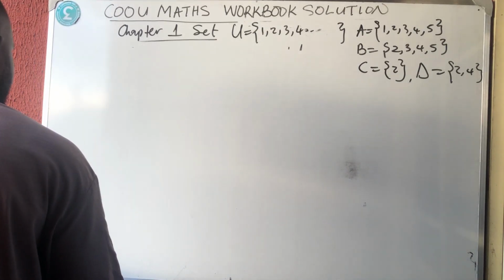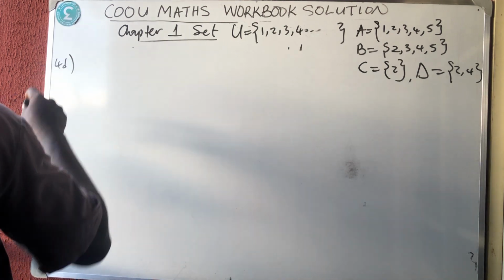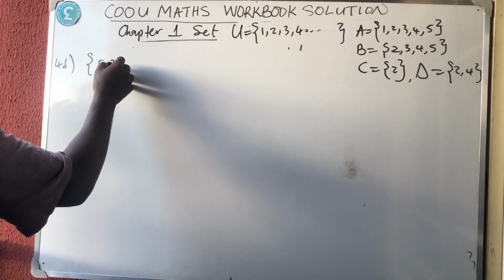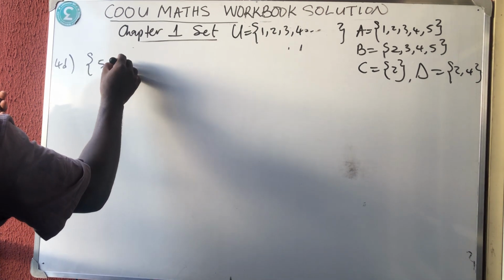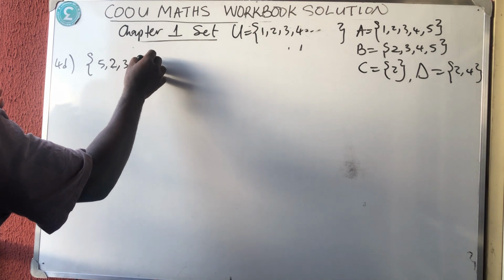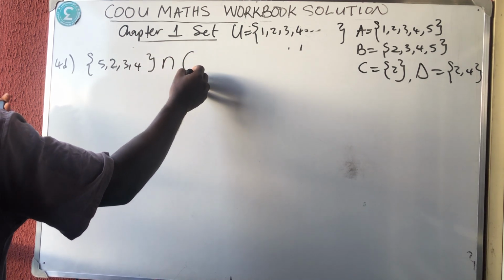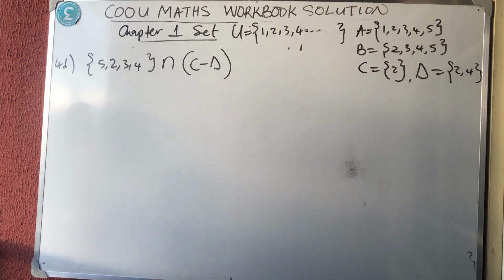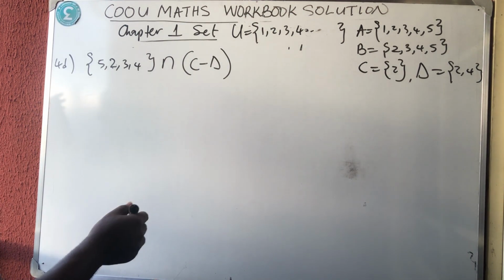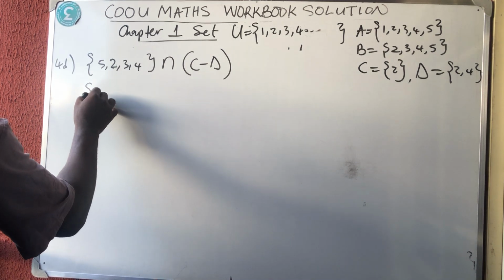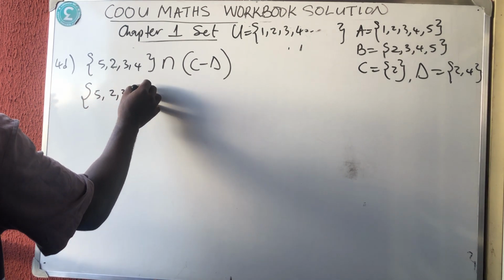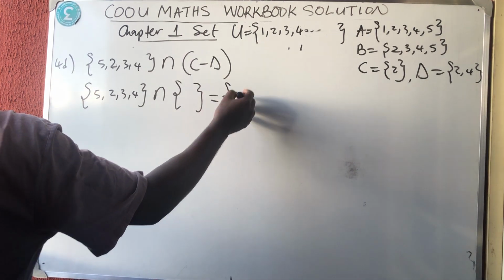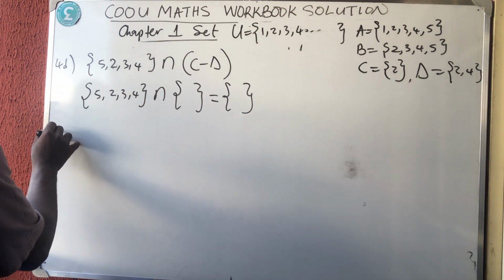4D said the set of 5, 2, 3, 4 intersection C minus D. And C minus D gave us the empty set. So 5, 2, 3, 4 intersection the empty set: they don't have anything in common, so it's still the empty set. Intersection means what they have in common.